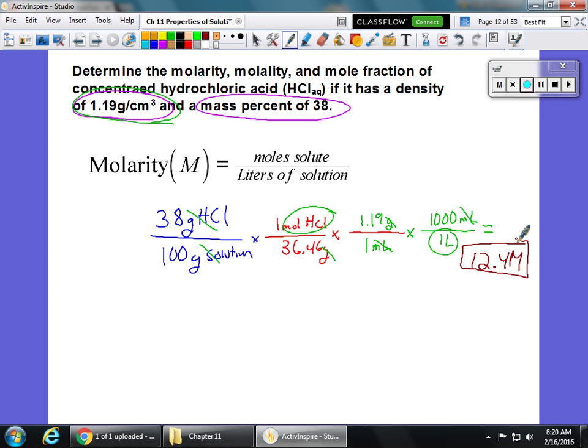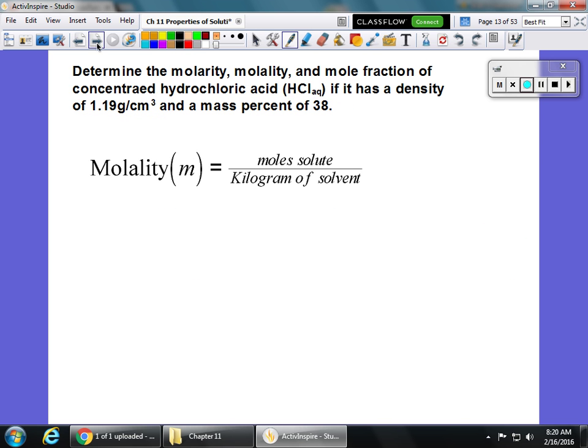Let's take a look at the molality. All right, let's try that. So again, this is moles of solute per kilogram of solvent. So this one is a little bit of a trick here. We can start out the same way and say we have 38 grams of hydrochloric acid, but we don't want liters of solution. We want kilograms of solvent. So let's think about that.